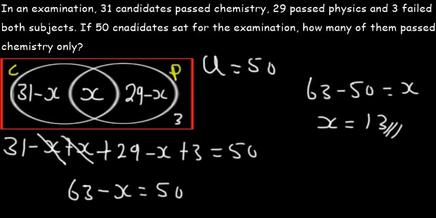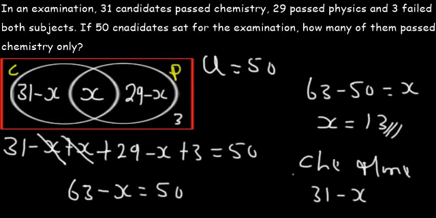What equation will help us get the value of those that passed chemistry alone? This is simply the appropriate equation: 31 minus x gives us those that passed chemistry alone. X is 13, so we have 31 minus 13. Let me use my calculator. Our final result is 18. Hopefully you guys are following.